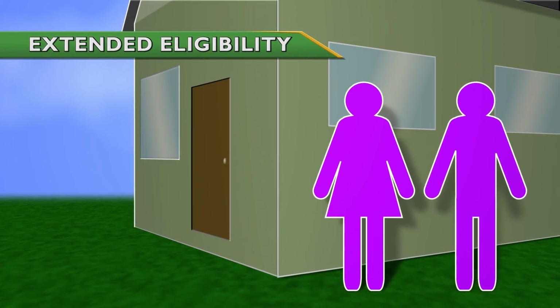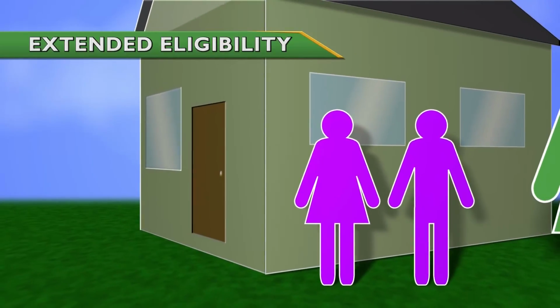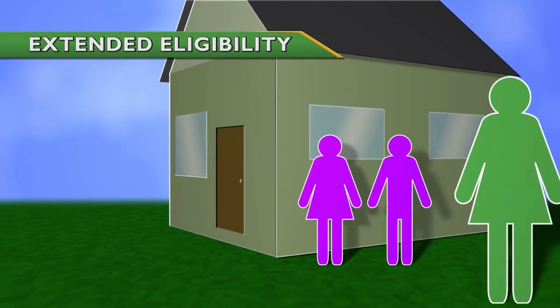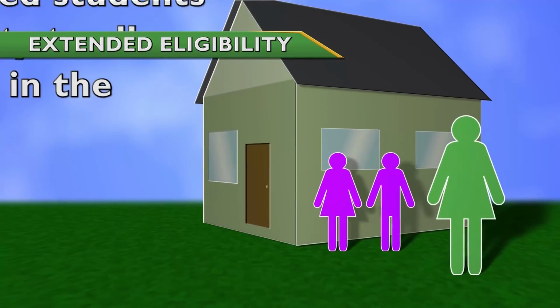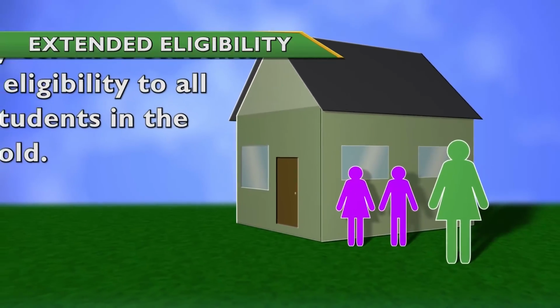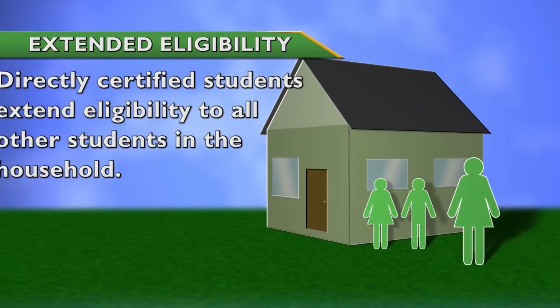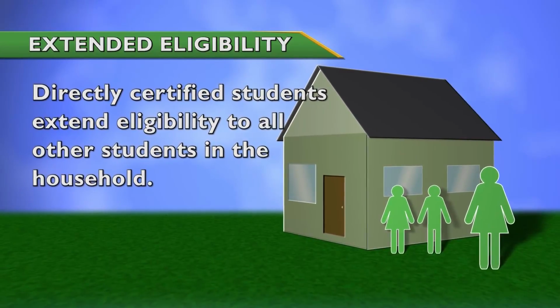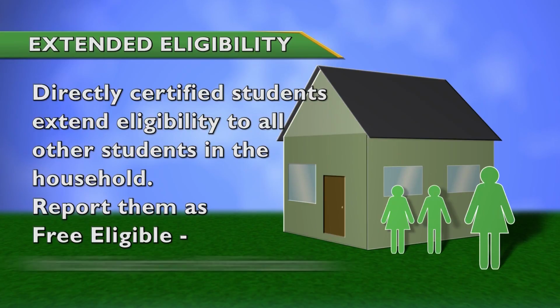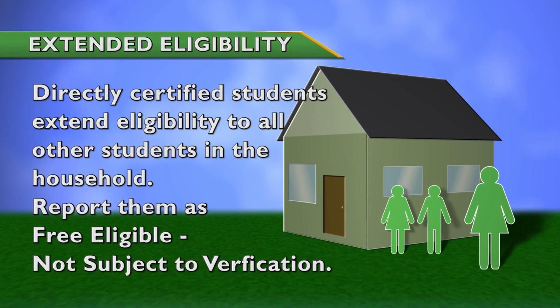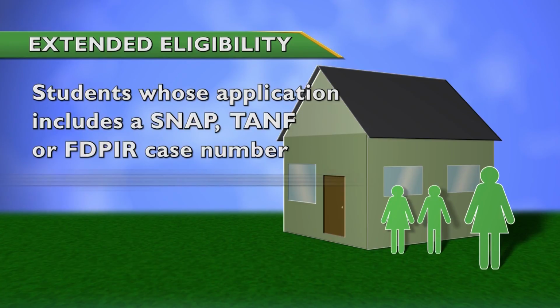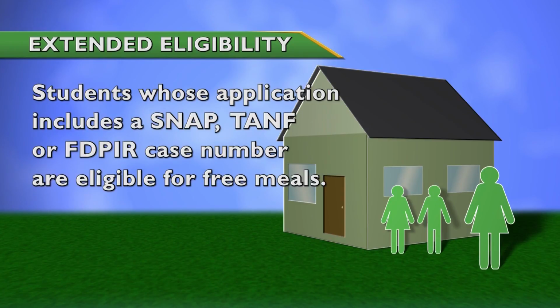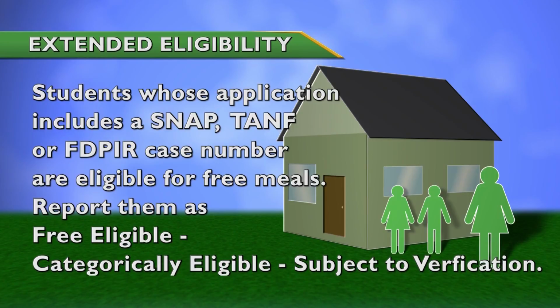Students eligible for free meals based on categorical eligibility are classified under the same category as the person who extended the eligibility. Directly certified students extend eligibility to all other students in the household, and they too are directly certified. Report them as free eligible, not subject to verification. Students from households whose application includes a SNAP, TANF, or FDPIR case number are eligible for free meals. Report them as free eligible, categorically eligible, subject to verification.